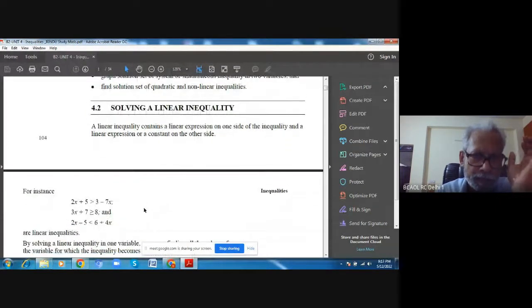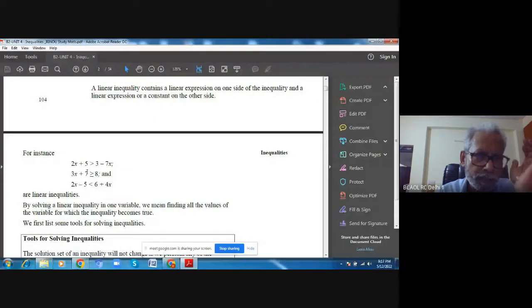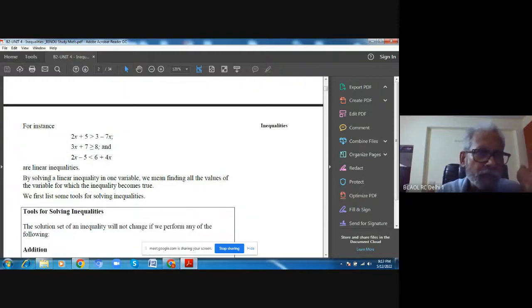How to solve these things? That is the main thing. Suppose here 2x plus 5 is greater than 3 minus 7x. These types of things are there. Different instances are given, there are 3-4 instances. So all are linear inequalities. Okay.